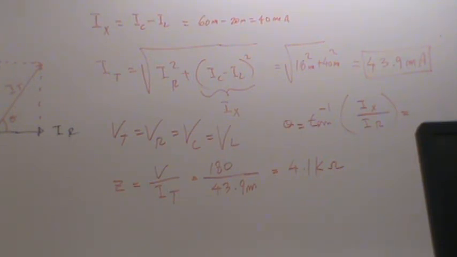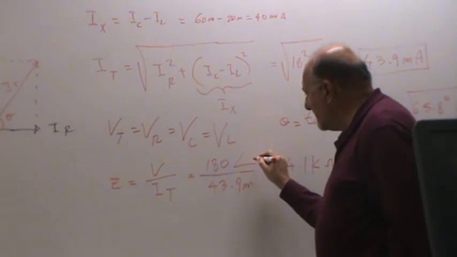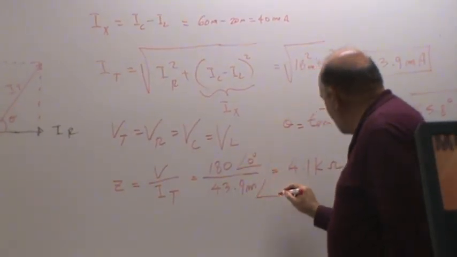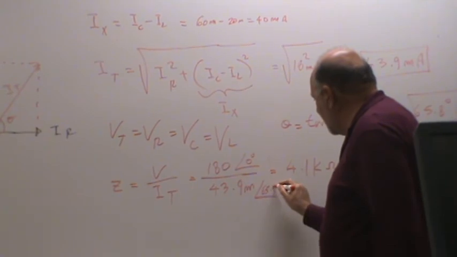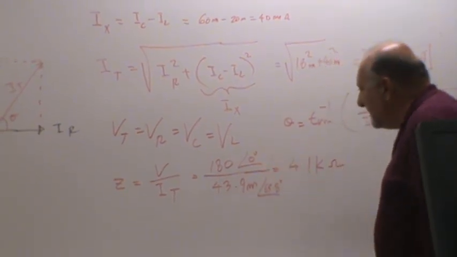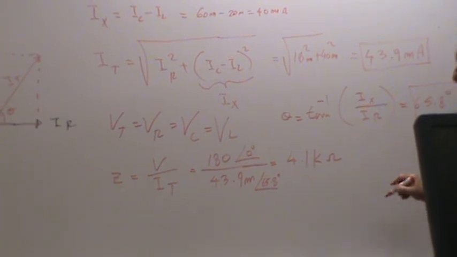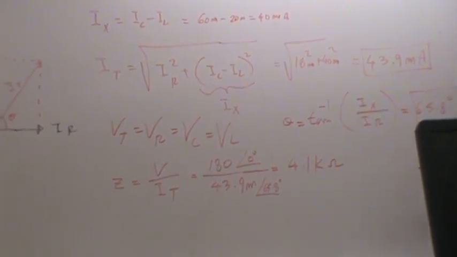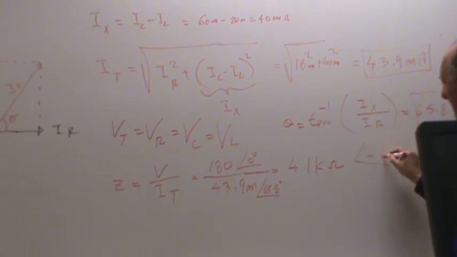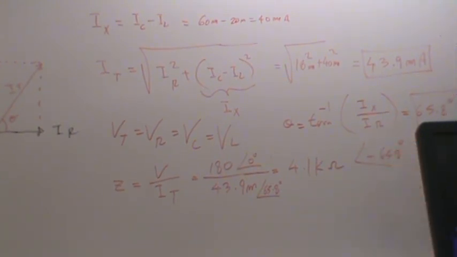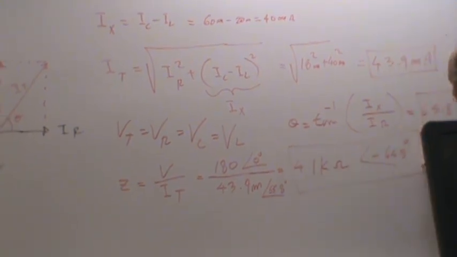65.8 degrees. I could have put that in there just for the heck of it, to see this angle of 0 degrees, and this is now the angle of 65.8 degrees. So Z comes up to be negative 65.8 degrees. That's the answer for Z, and it's set.